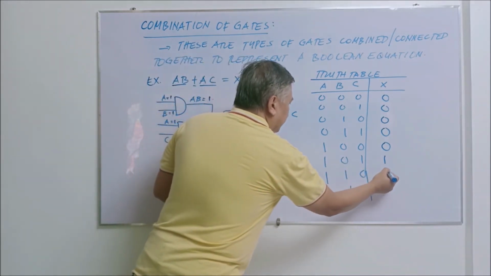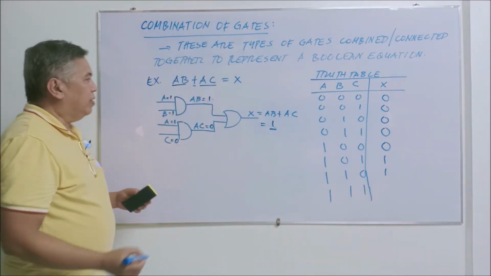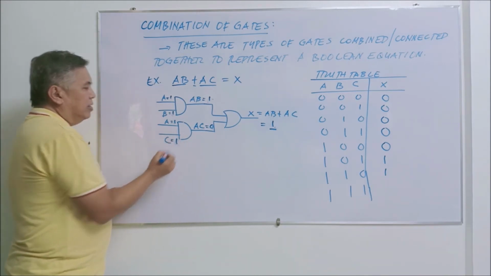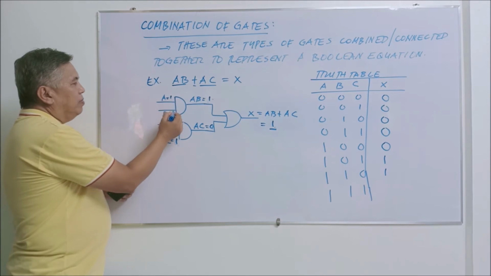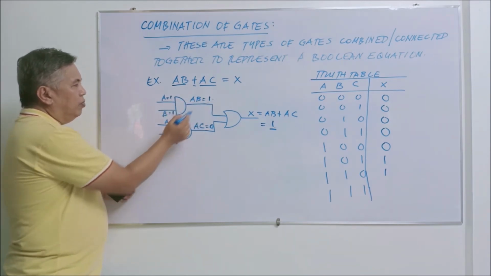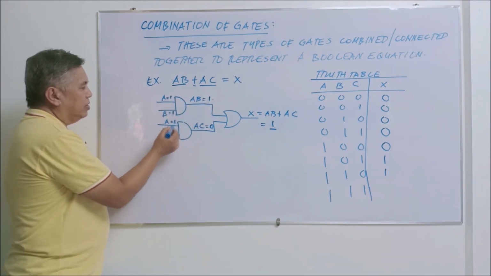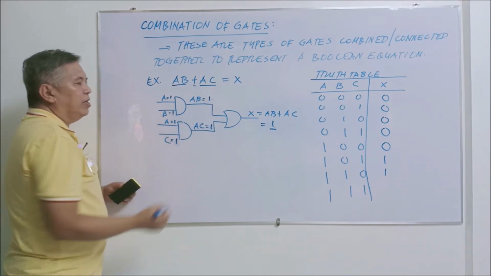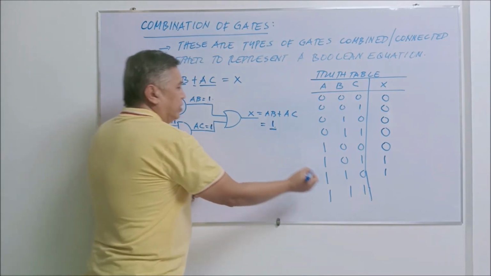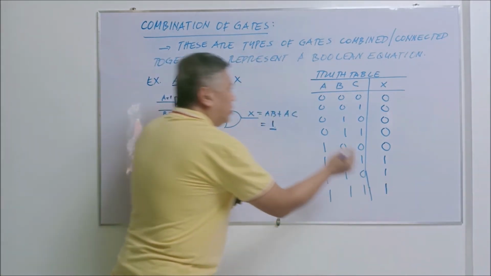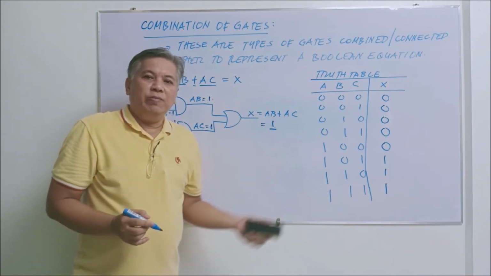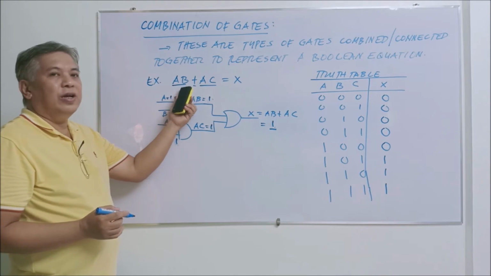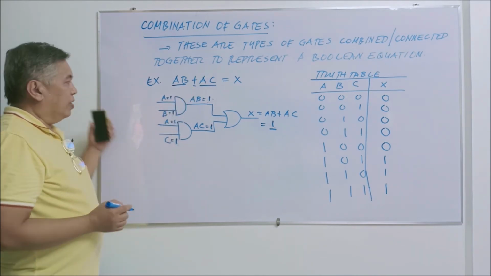So, you have here 1. And if all inputs are high, A, B, and C are high, then you have A, B is high, so the output is high; A and C is high, so the output here is also high. Any of the inputs is high, the output is high. So this will be our truth table for this particular circuit, based on our logical equation.